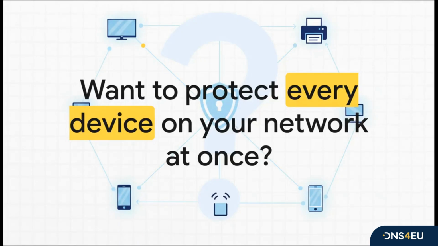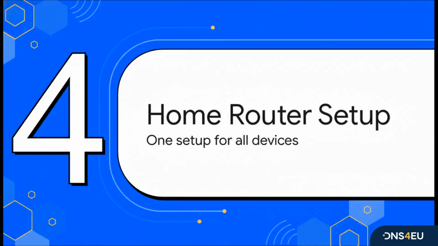So, we've secured our computers, we've secured our phones, one by one. But that kind of leads to a really good question, right? What if you want to protect everything on your network? Your smart TV, your game console, your friend's phone when they visit, all in one single shot? Well, the answer is to set it up at the source, your home router. This is the ultimate set-it-and-forget-it solution. It's the most efficient way to get this protection rolled out across your entire home network.